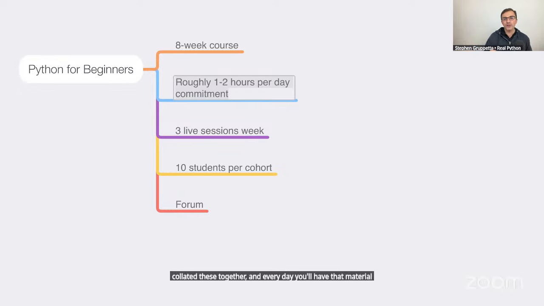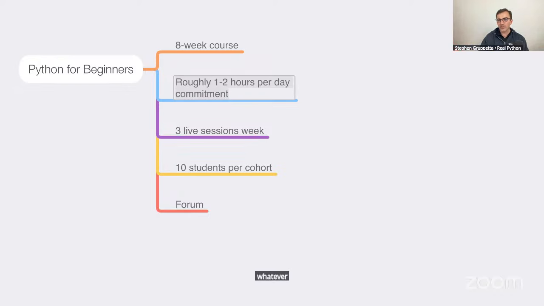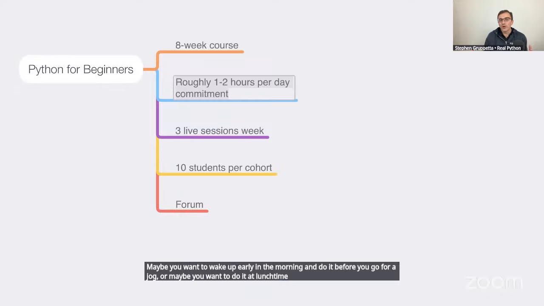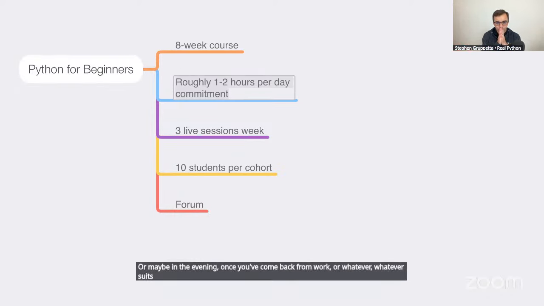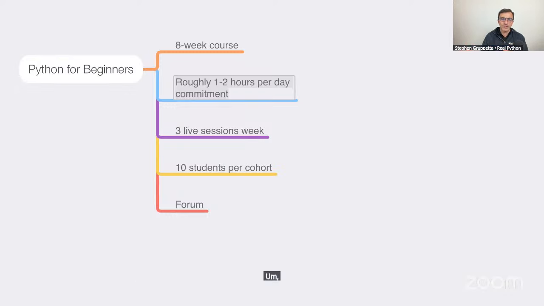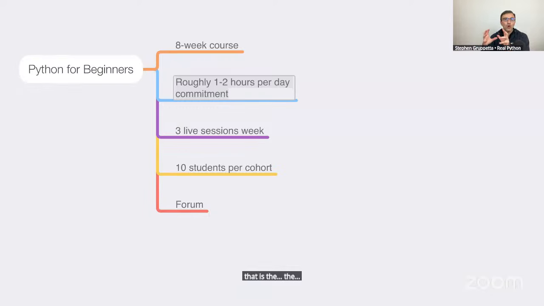This is the material that you can go through whatever time of the day suits you. Maybe you want to wake up early in the morning and do it before you go for a jog, or maybe you want to do it at lunchtime, or maybe in the evening once you've come back from work, or whatever suits you. There'll be exercises in there as well for you to work through, and that is the core element of the find-the-time-that-suits-you material, and that's every day of the course.